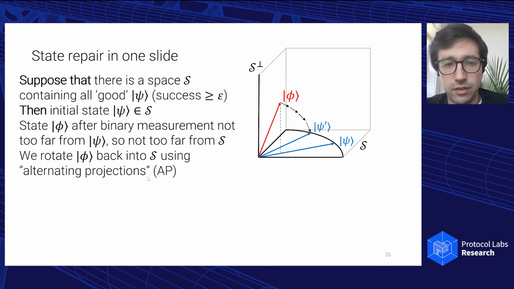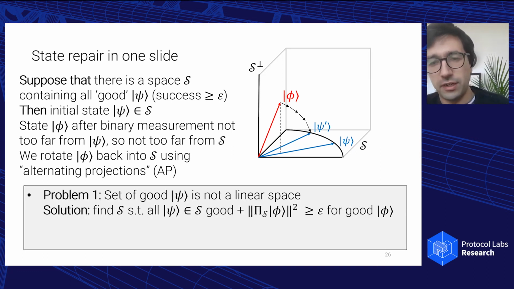And this algorithm that we use to rotate back into the subspace is called alternating projections. So this is the basic outline, but there are a lot of technical details that I've omitted.